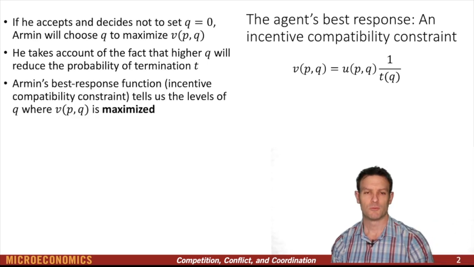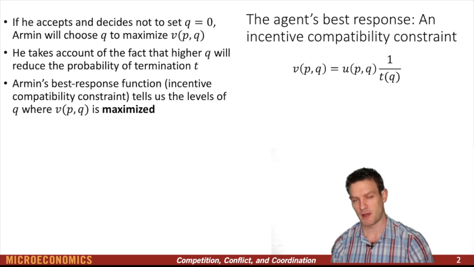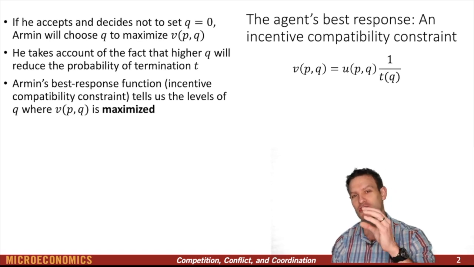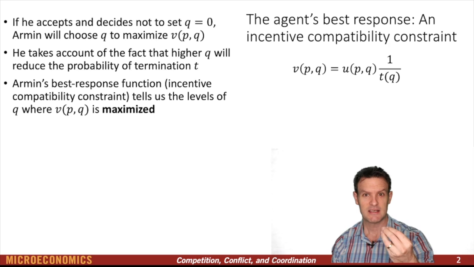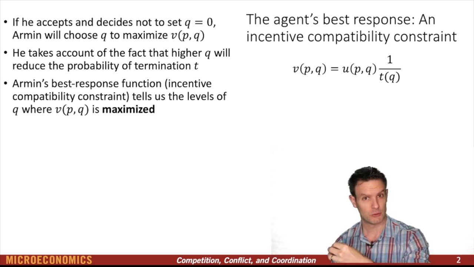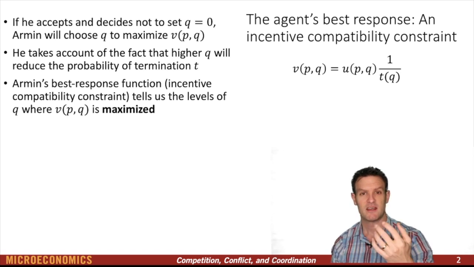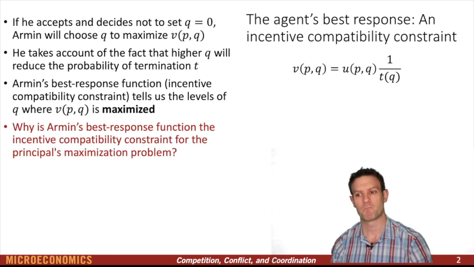Okay. So, what does that mean? Armin's best response function, which we also call his incentive compatibility constraint, tells us the level of Q where V(P,Q) is maximized. We call it his incentive compatibility constraint because it tells us for which levels of P, the incentive, he will provide a certain level of Q. Right? So P here is the incentive to get Armin to provide a certain level of Q. Hence, his best response function is his incentive compatibility constraint.